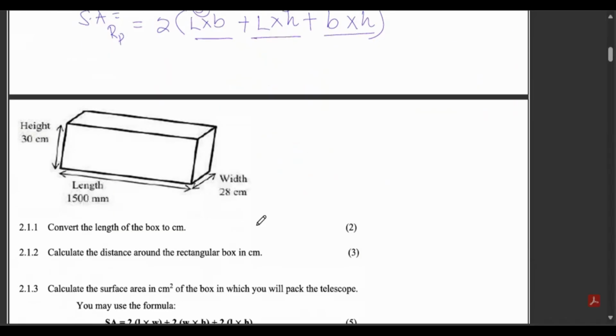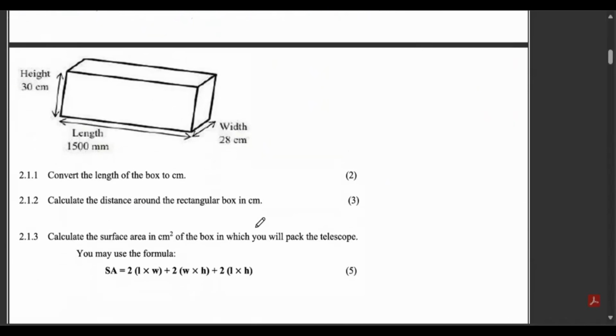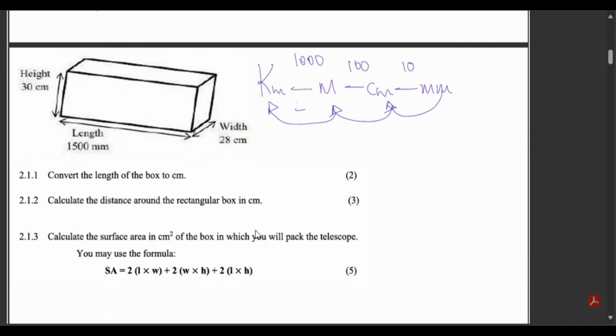Okay, let's try out this question that we see down here. They're telling us to convert the length of the box to centimeters. Now, when you remember converting, it's changing. So you have to remember this: K is to M is to C, then to mm. Whereby you start with 1,000, we count, second place is 100 and 10. Whenever you're changing from this side, coming this side, here we shall always divide.